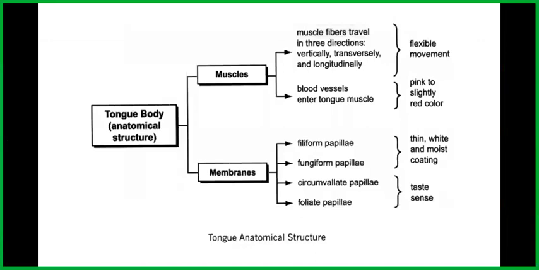Here's the tongue anatomical structure. The muscles include the muscle fibers that travel in 3 directions, vertically, transversely, and longitudinally. And the blood vessels enter the tongue muscle, which is pink to slightly red color. Also includes the membranes, the filiform papillae, fungiform papillae which has thin, white, and moist coating, and the circumvallate papillae and foliate papillae has a taste and sense.